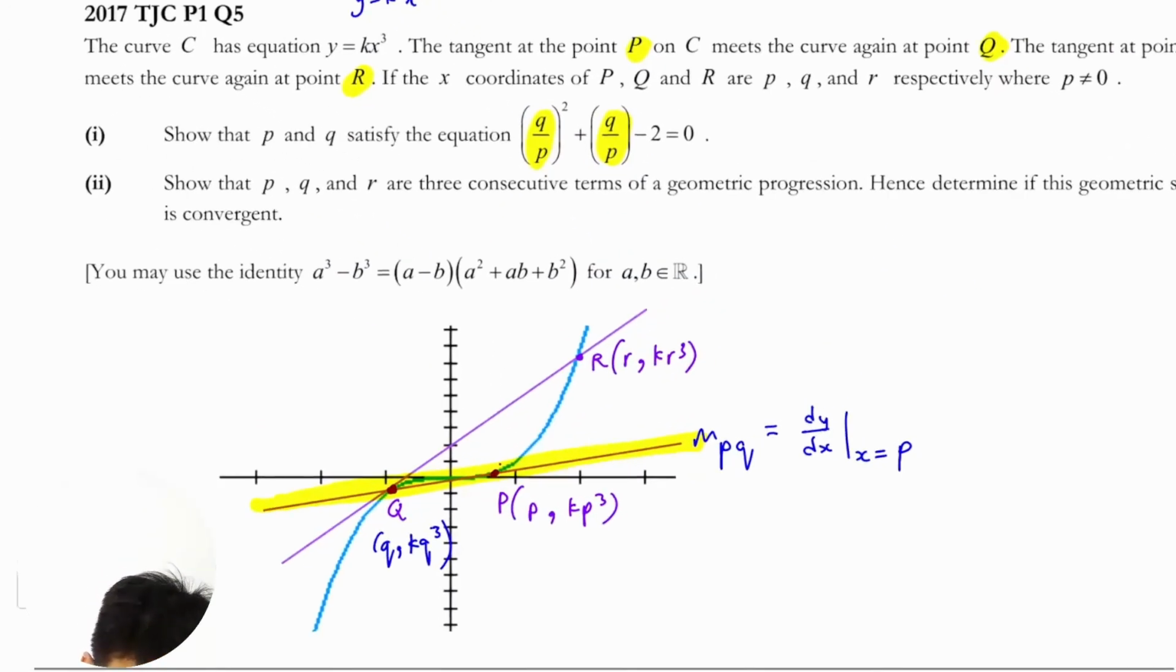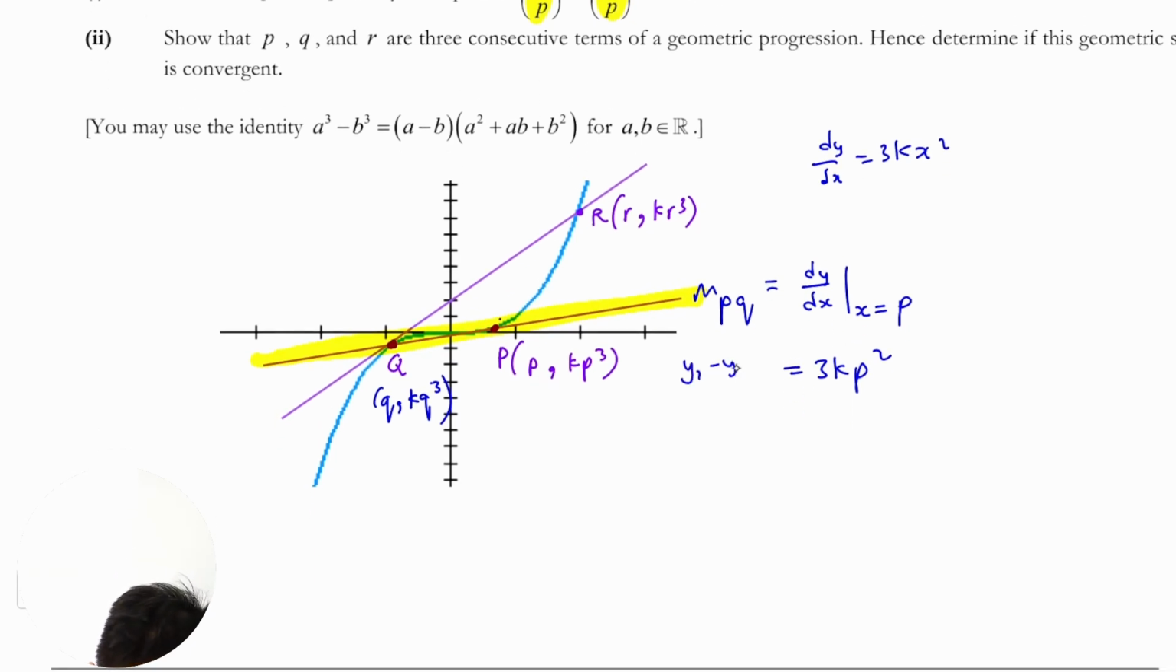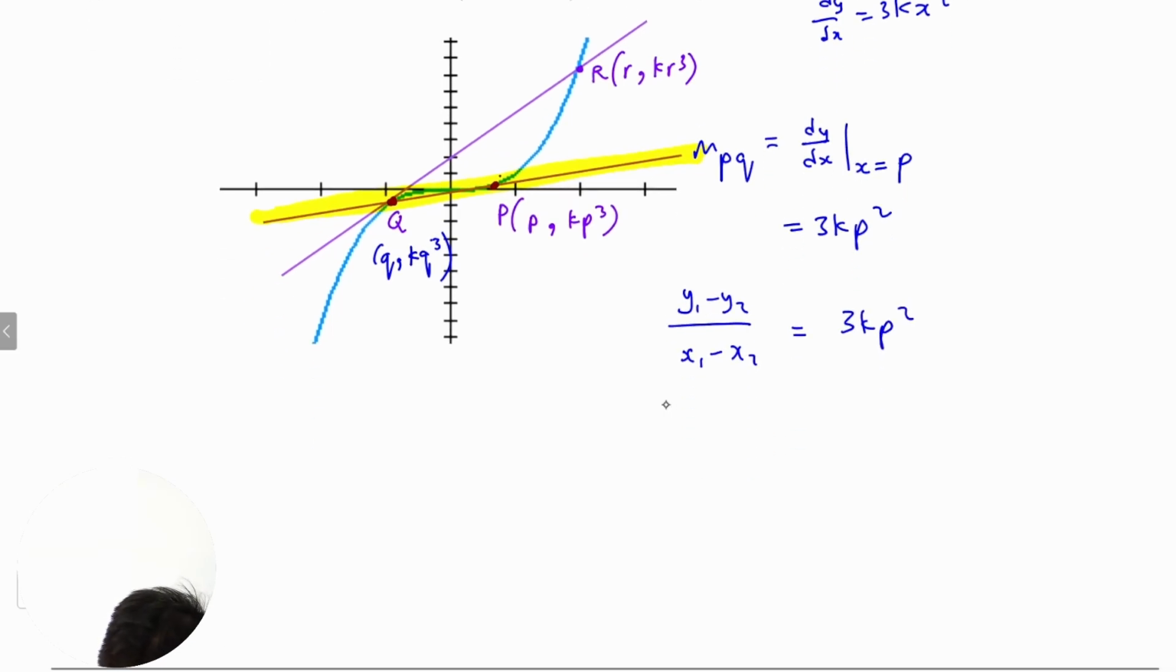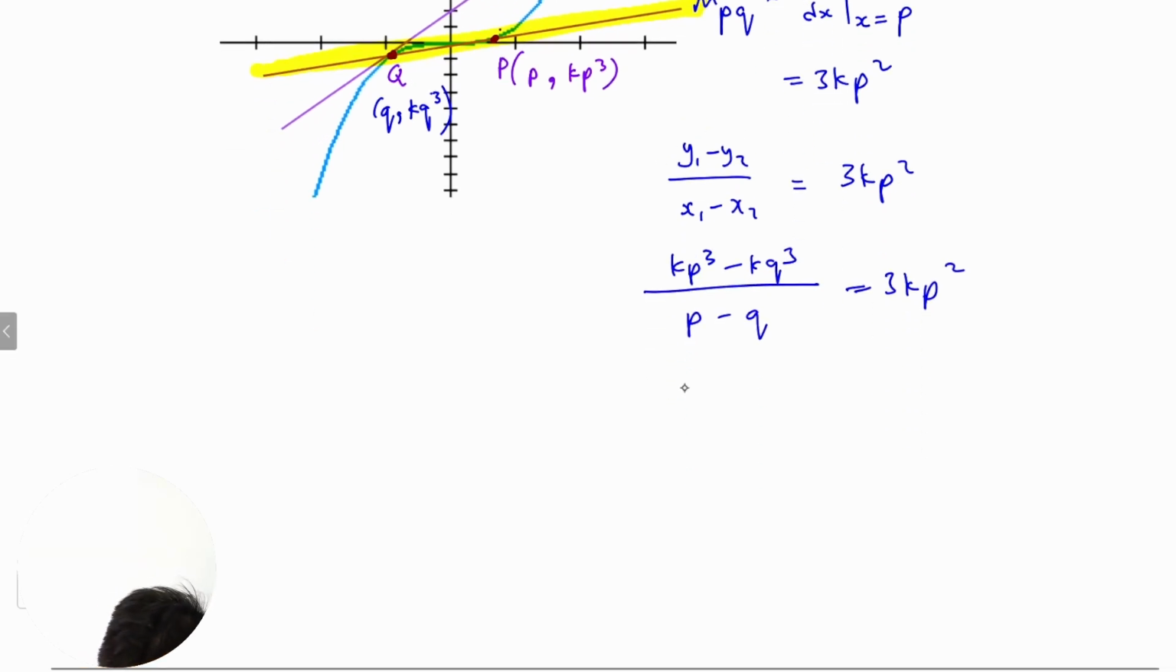Then essentially you just find dy/dx. So dy/dx equals 3kx squared. So this is 3kp squared. Okay. Then what do I do? Because this is also the change in y over the change in x, which is actually 3kp squared. So you just do (kp cubed minus kq cubed) over (p minus q) equals 3kp squared. Then what you do is just slowly cancel this out.